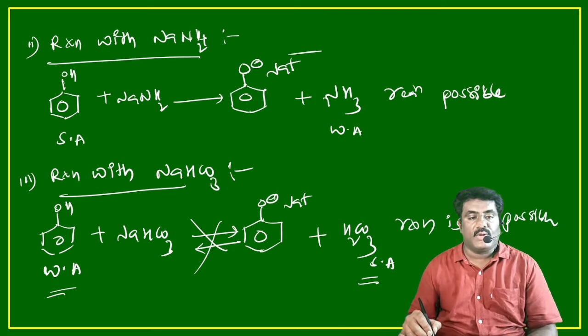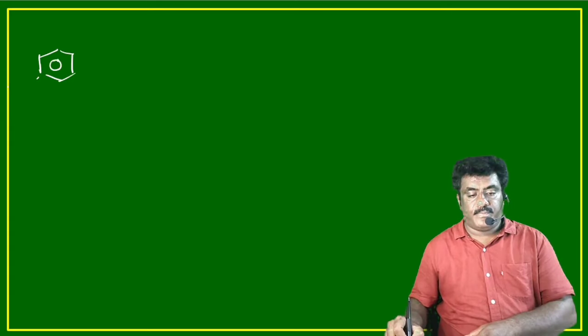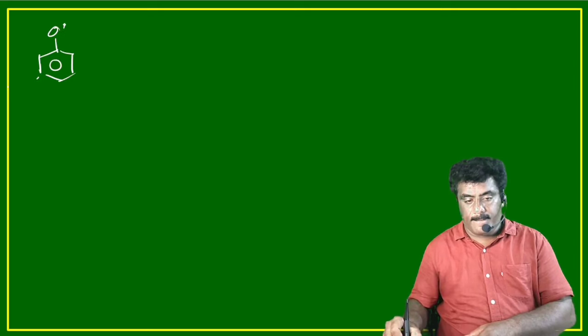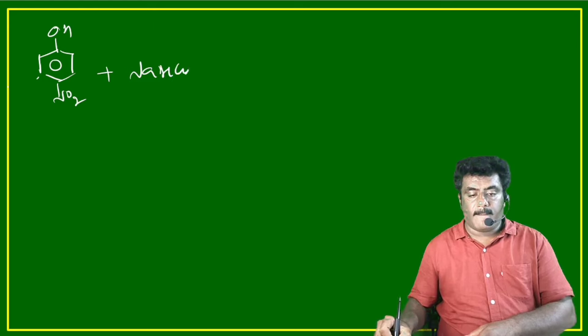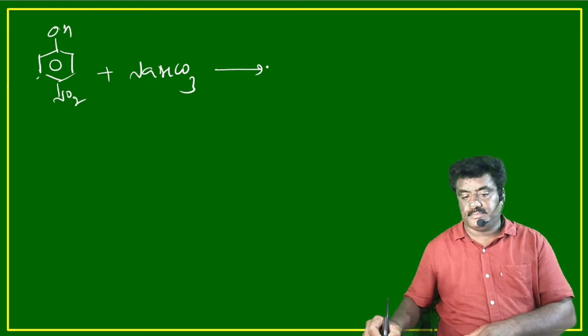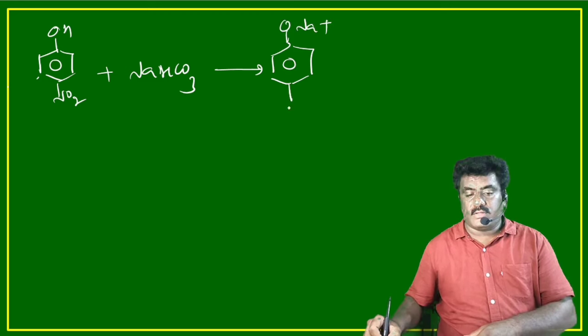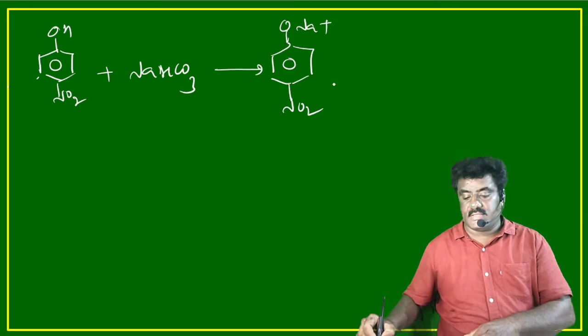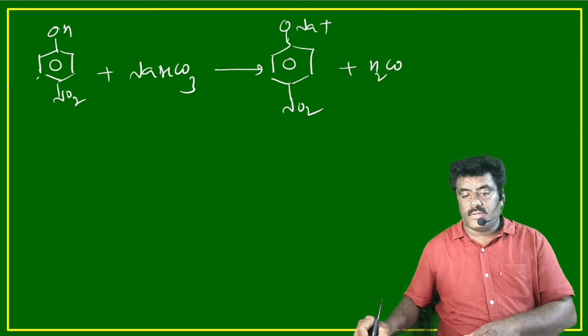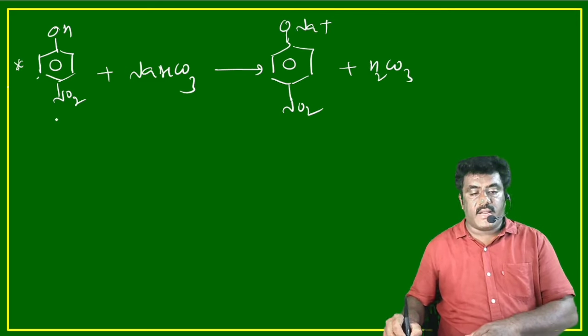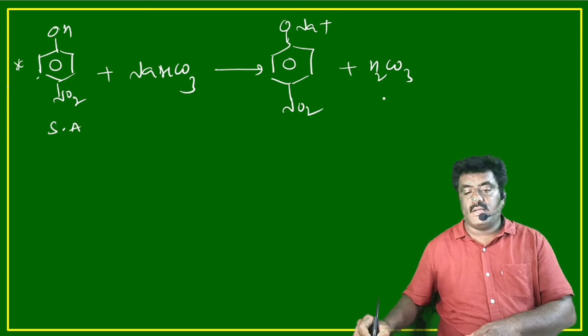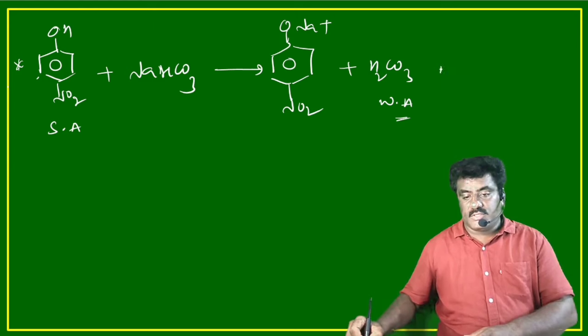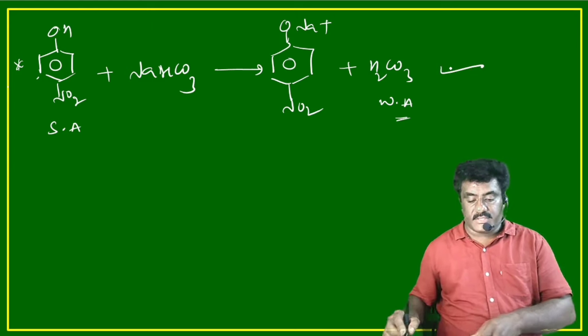Let's take one more example. Para-nitrophenol reacting with sodium bicarbonate gives sodium para-nitrophenoxide and H2CO3. In this, para-nitrophenol is a strong acid and H2CO3 is a weak acid. Yes, the reaction is possible.